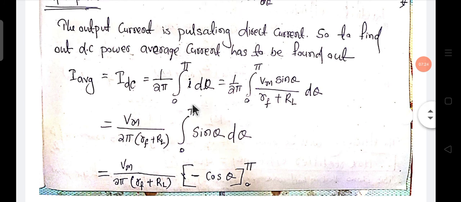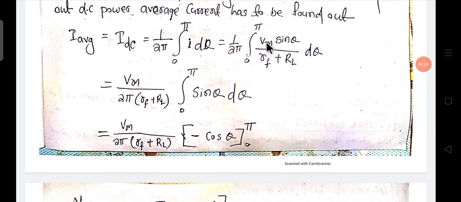Then Vm by Rf plus RL is a constant, so it cannot be integrated, and we take it out of the integration. Only sin theta remains in the integration. After integration, the integral of sin theta is equal to minus cos theta, which is the formula, and the limit is 0 to pi.